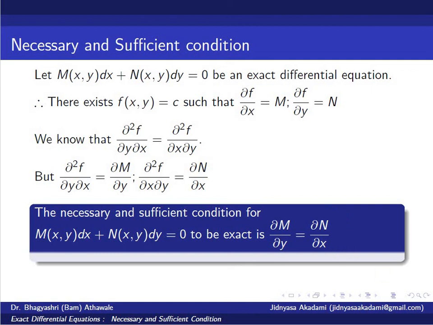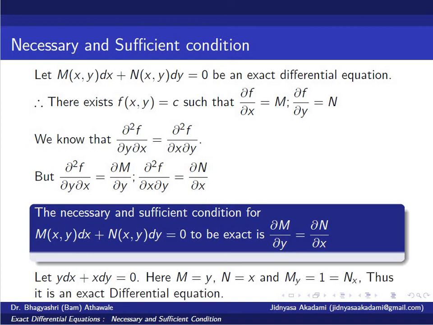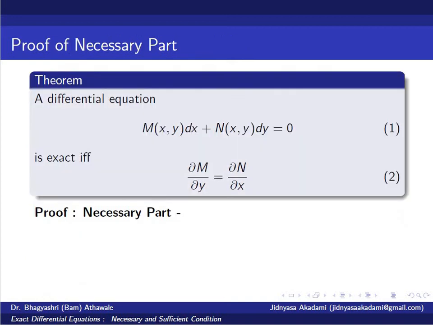Let us check this condition with our previous example. Our differential equation is y dx plus x dy equal to 0. Here M is y, N is x, and then ∂M/∂y is 1, which is the same as ∂N/∂x, and we know already that the differential equation is exact. Now let us prove this. So before that, we state it in the form of a theorem: a differential equation M dx plus N dy equal to 0 is exact if and only if ∂M/∂y is equal to ∂N/∂x.